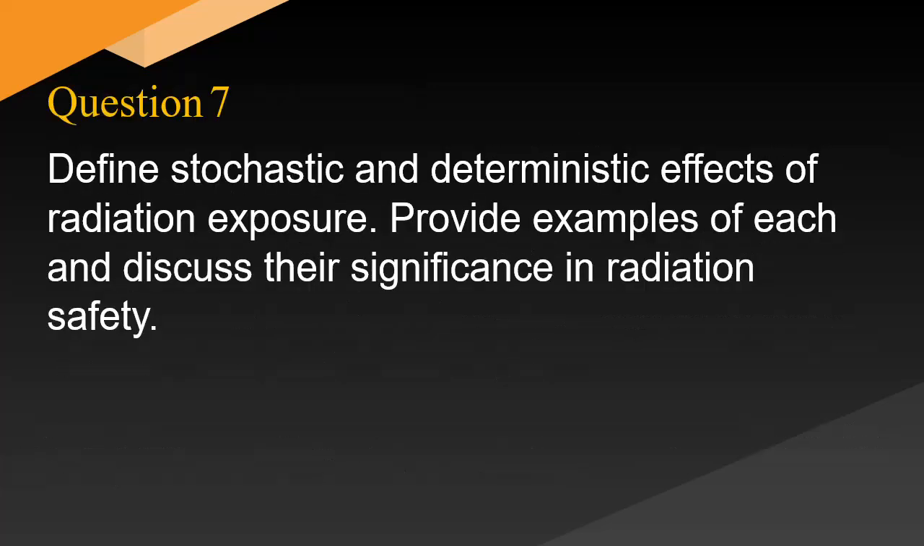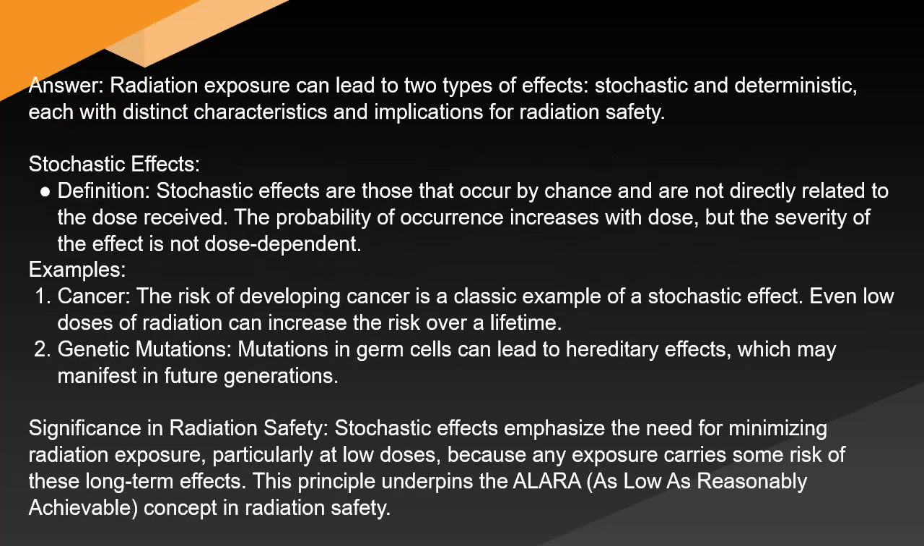Define stochastic and deterministic effects of radiation exposure. Provide examples of each and discuss their significance in radiation safety. Answer. Radiation exposure can lead to two types of effects: stochastic and deterministic, each with distinct characteristics and implications for radiation safety. Stochastic effects. Definition: stochastic effects are those that occur by chance and are not directly related to the dose received. The probability of occurrence increases with dose, but the severity of the effect is not dose-dependent.